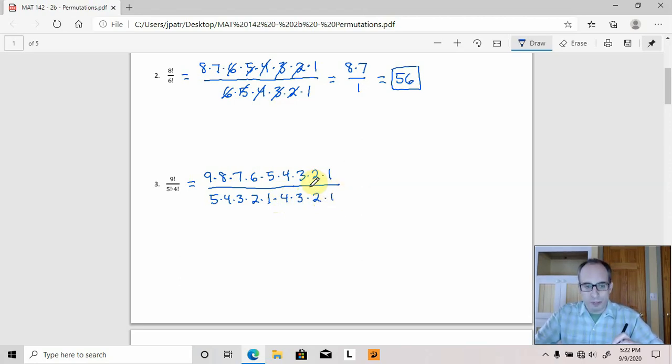With something like this, I think there is a general strategy. Notice how in number 2, when we just had the one factorial on the bottom, we could just cancel the whole thing.